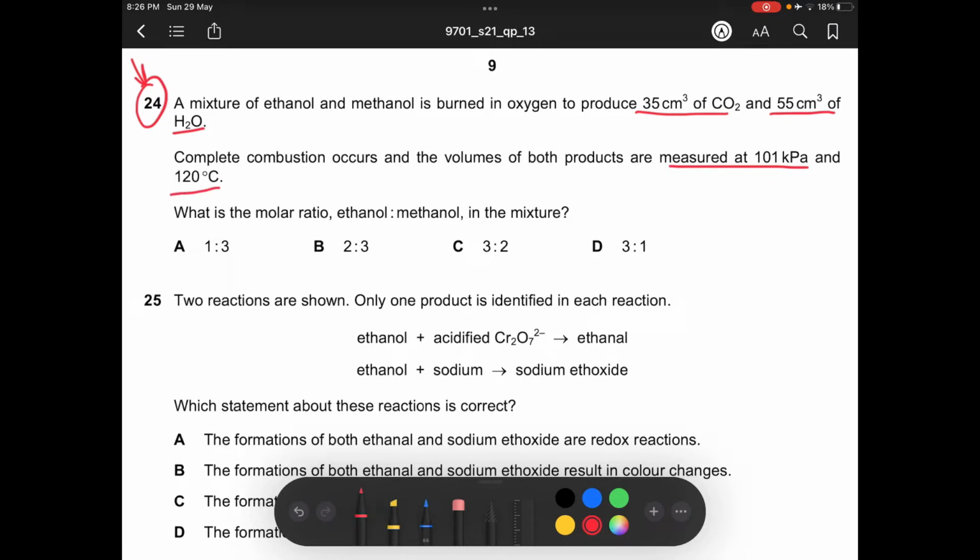this temperature. As we can see, this temperature is 120, and it indicates that the water here is a gas, since water boils at 100 degrees Celsius. Once it's greater than 100, it's in the gaseous state. So we're talking about gases. The question says, what is the molar ratio of ethanol to methanol in the mixture? Literally speaking, we're going to calculate the moles of ethanol and methanol and then find the ratio between them. So let's have a look, and I prepared this to show you the exact steps.